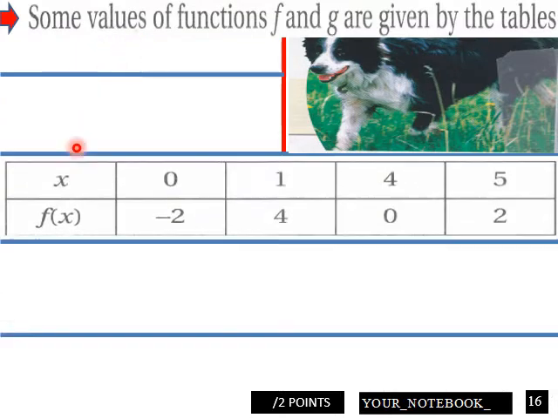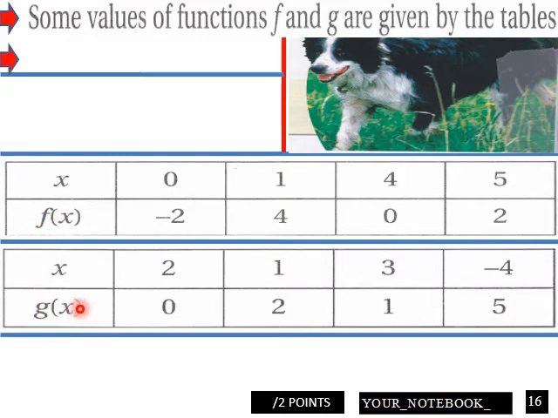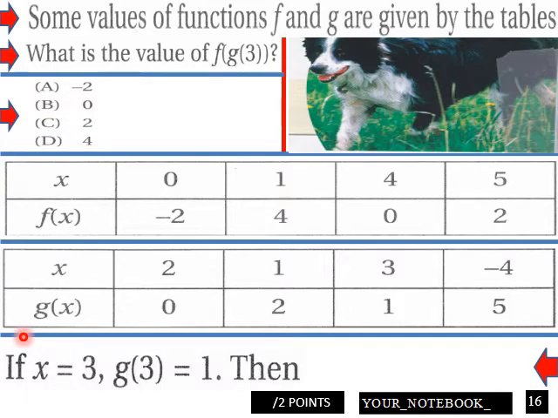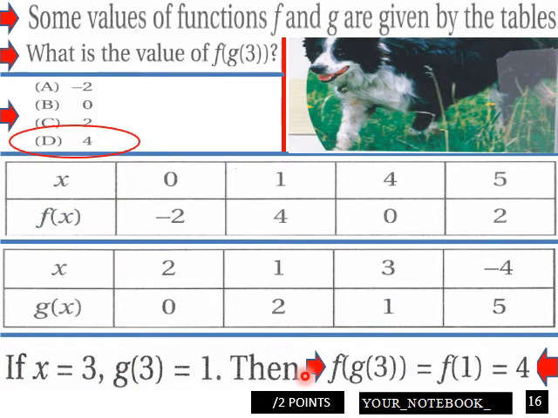Some values of functions f and g are given by tables. So here's a table. Here's another table. What is the value of f of g of 3? It's one of these values here. X equals 3, so g of 3 equals 1. So f of g of 3 would equal f of 1, and when x equals 1, y equals 4, so f of g of 3 equals 4. That'd be one way you could do it, with a table.